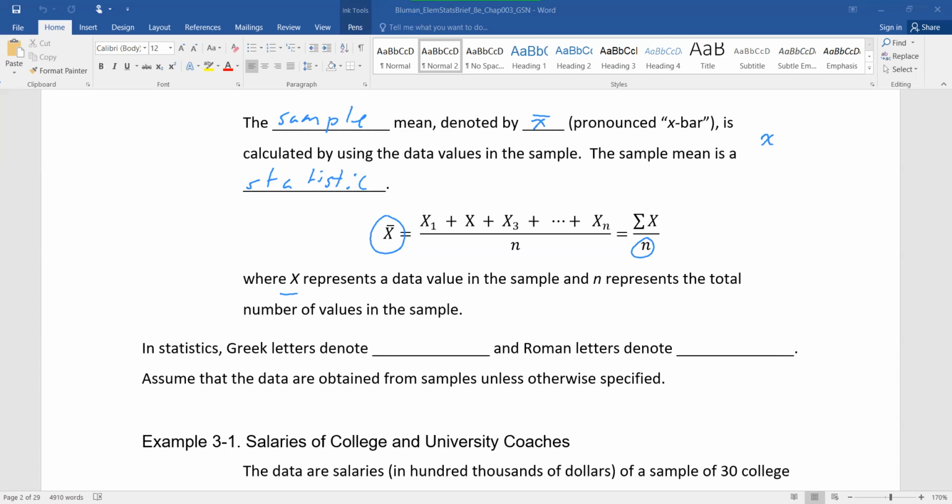All right. So in statistics, Greek letters denote parameters. So anytime you see Greek letters, you're dealing with the entire population. And Roman letters, like what you see here with the X, anyone know what that means? Yeah. They denote statistics.